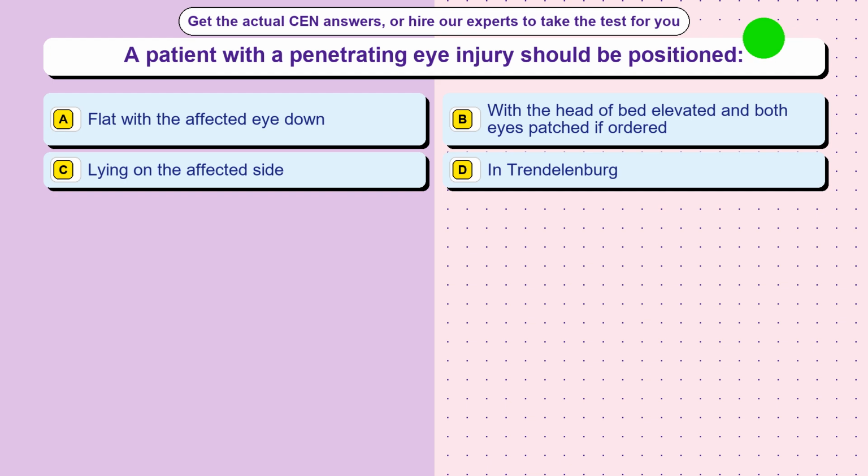Question 42. A patient with a penetrating eye injury should be positioned: Option A, flat with the affected eye down. Option B, with the head of bed elevated and both eyes patched if ordered. Option C, lying on the affected side. Option D, in Trendelenburg.